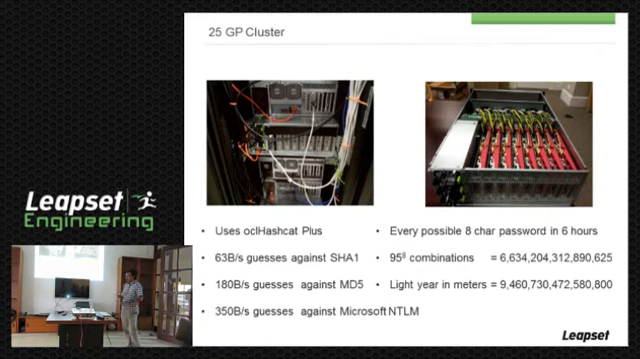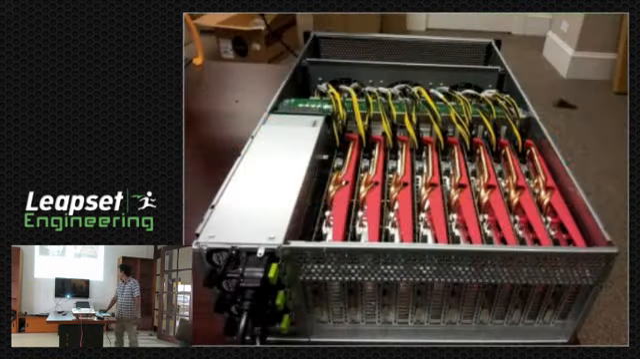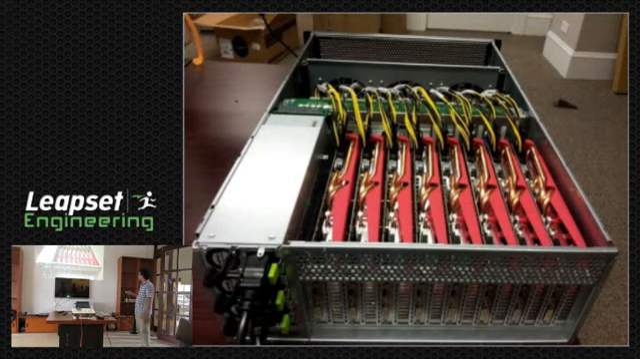Right? In order to do a comparison, this is a light year. You know what a light year is, right? The distance light travels in a year. This is a light year in meters. And this is the number of combinations this machine can guess in 6 hours. Right? Very close. So this is one server. It has about 8 graphic cards inside.